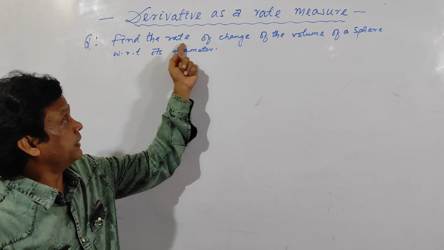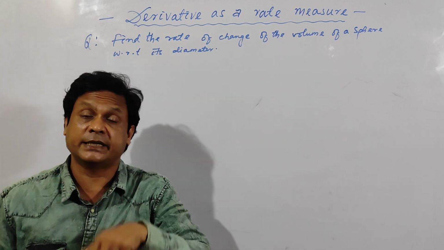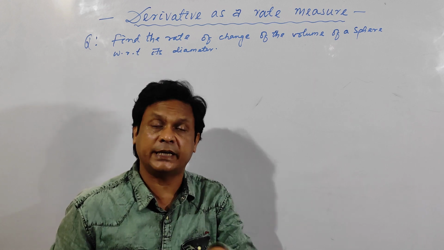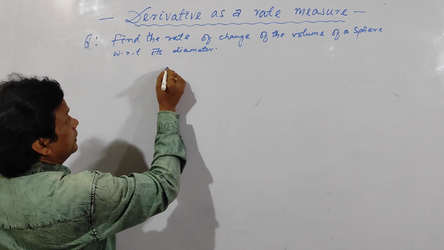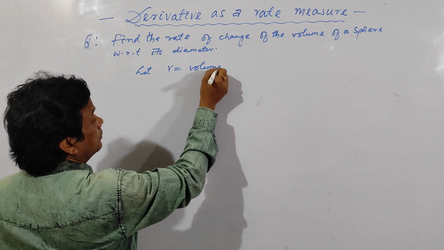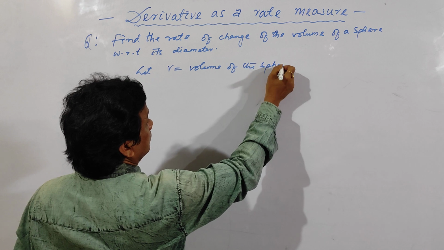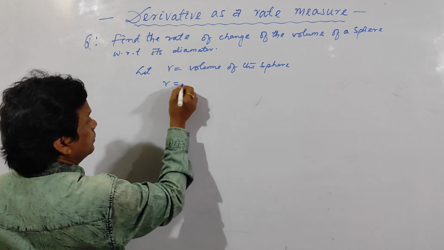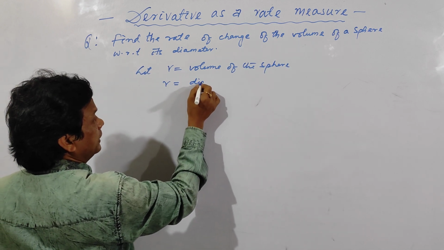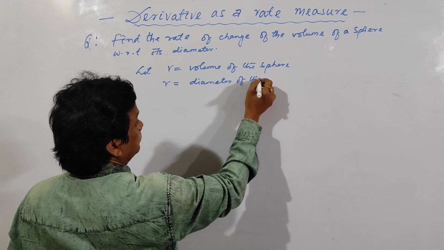Find the rate of change of volume of a sphere with respect to its diameter, not with respect to its radius. You want to find out with respect to its diameter. So see here, let V be the volume of the sphere and R be the diameter. I am taking diameter as R, the diameter of the sphere.